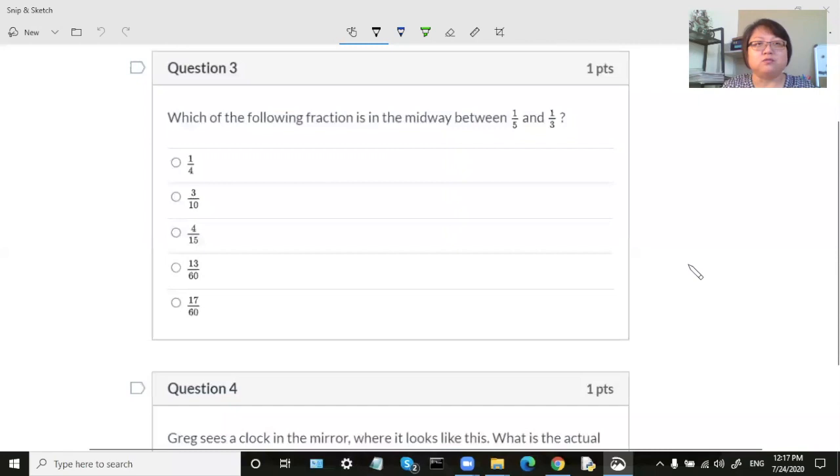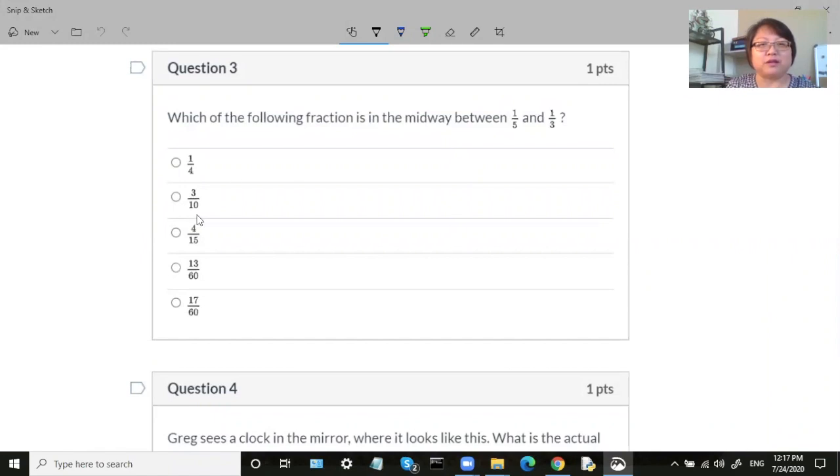Problem 3. Which of the following fractions is midway between 1 over 5 and 1 over 3? Okay, let's draw a number line. Say 1 over 5 is here, and 1 over 3 is here. Because 1 over 3 is greater than 1 over 5, right? So the midway point could be here. Okay, so what fraction is this point?